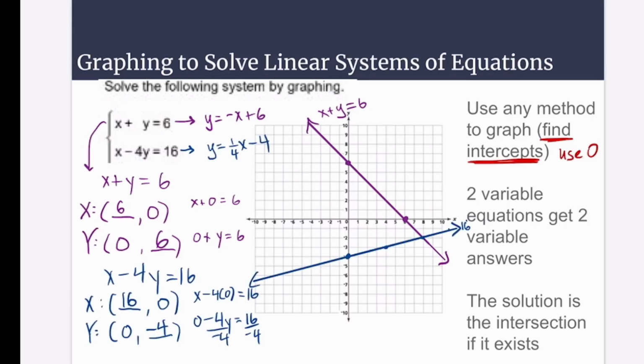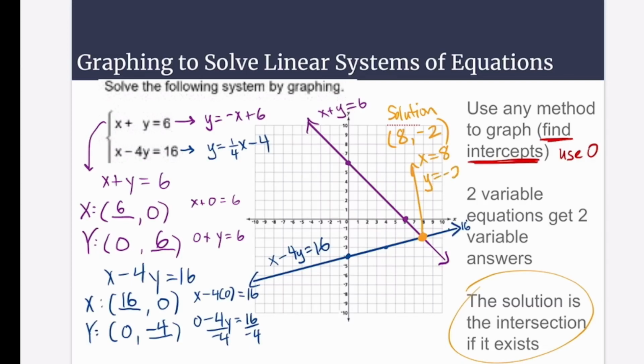So now we have this graph. You could label it either way, but now it's very clear that there is a solution because there is an intersection. It does exist. So the solution, because we are being asked to solve this, is going to be 8, negative 2. If you need to write it down specifically, x is 8 and y is negative 2. That's where both of these equations intersect.